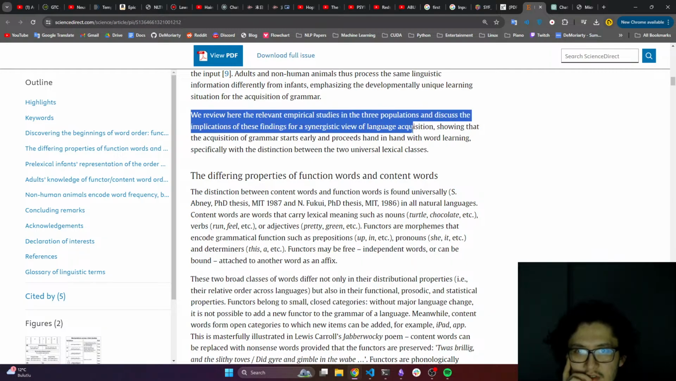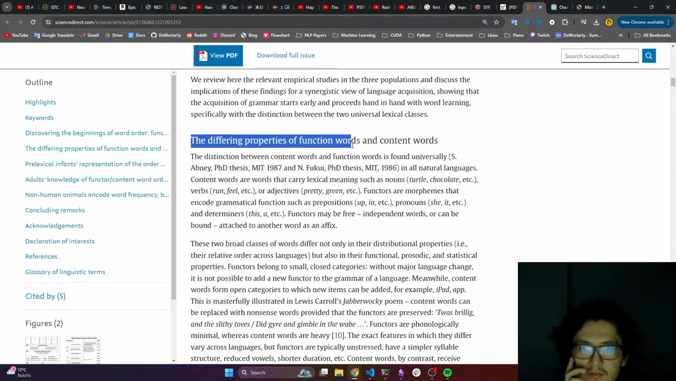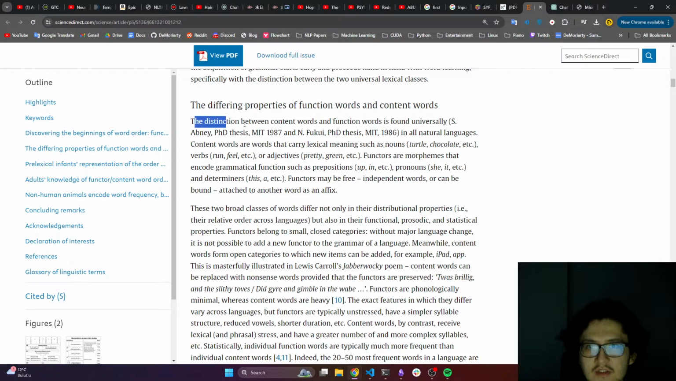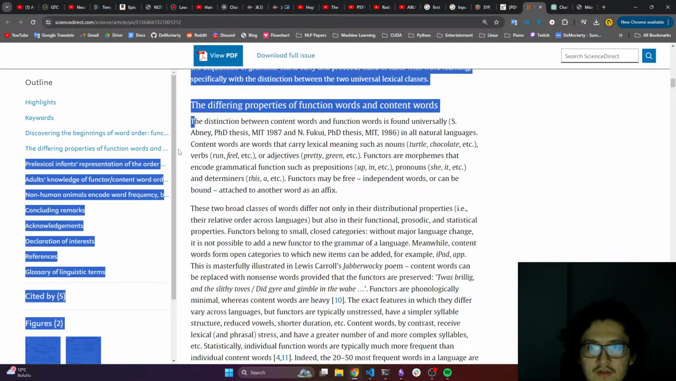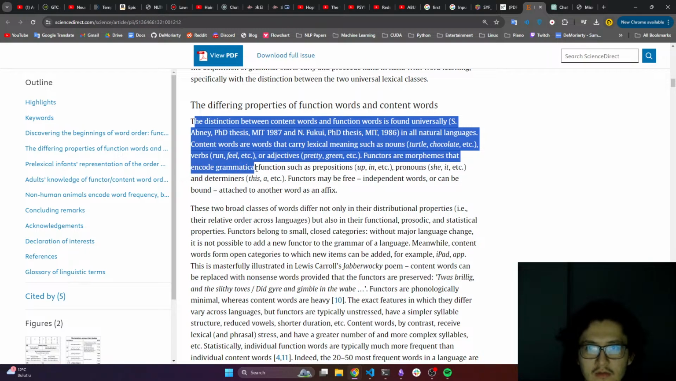for a synergistic view of language acquisition, showing that acquisition of grammar starts early and proceeds hand in hand with word learning, specifically with the distinction between the two universal lexical categories, the different properties of function words and content words. The distinction between content words and function words is found universally in all natural languages. Content words are words that carry lexical meaning, such as nouns, verbs, or adjectives. Functors are morphemes that encode grammatical functions, such as prepositions, pronouns, and determiners.